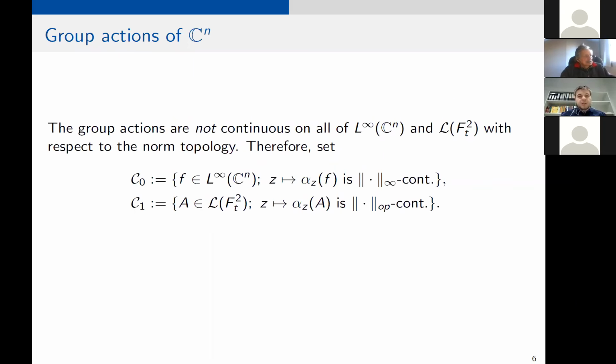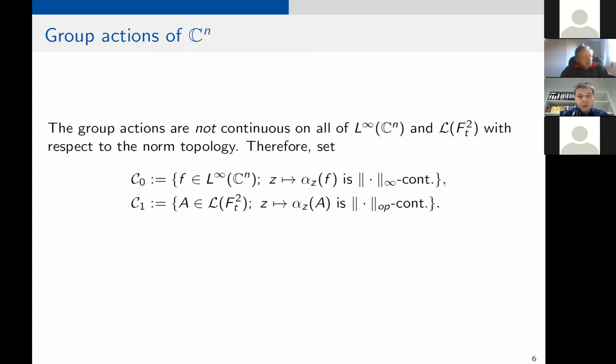And just on a side note, the group actions are, of course, not norm continuous on L infinity, the bounded functions. They have some weaker continuity properties. On L infinity, they are weak star continuous, and on the bounded operators, they are continuous in the strong operator topology, but that's not really important. So we consider the subalgebras of elements where these shifts are actually norm continuous. So C0 is the set of all L infinity functions on Cn such that z goes to alpha z of f is continuous in supremum norm.